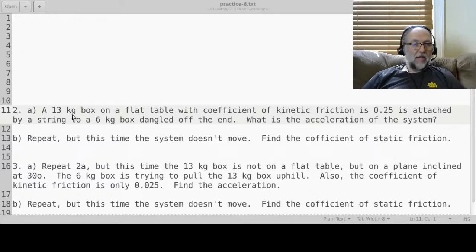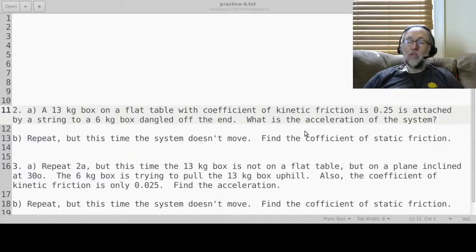Okay, so let's start reading question number 2 here. Part A: a 13 kilogram box on a flat table with a coefficient of kinetic friction 0.25 is attached by a string to a 6 kilogram box dangling off of the end. What is the acceleration of the system? Like I said, we finished that one, and this is the kinetic example. Today we're going to do the static equivalent of that one.